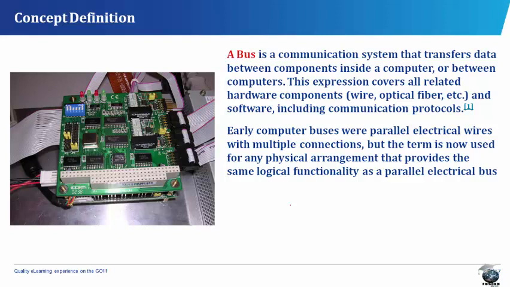It can come in different ways in the form of wire or optical fiber, and it comprises the hardware and the software, including the communication protocols. Early computer buses were parallel electrical wires with multiple connections, but the term is now used for any physical arrangement that provides the same logical function as a parallel electrical bus. Let's now define some concepts with computers.